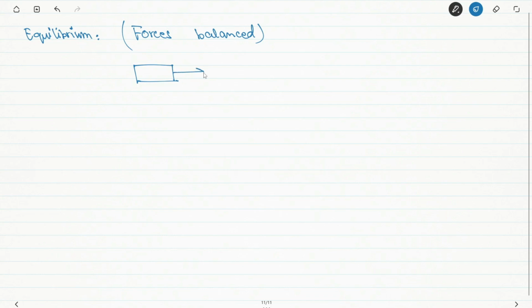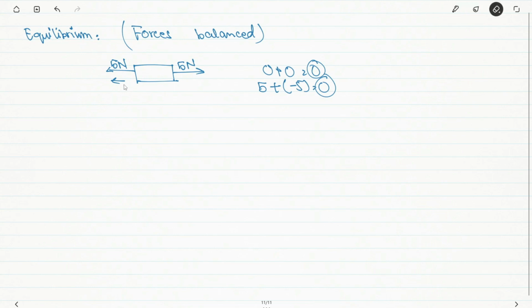This box again, 5 Newton here, 5 Newton here. So it's all balanced. Its vertical forces are 0 plus 0, which is 0. And its horizontal forces are 5 plus minus 5 because it's in the opposite direction. Let's say the left one is negative, and it's 0. So both horizontal and vertical are 0. So this is in balance. This is balanced. So the system is in equilibrium. It is said the system is in equilibrium.